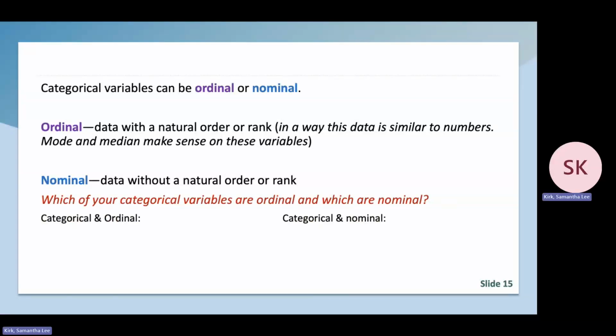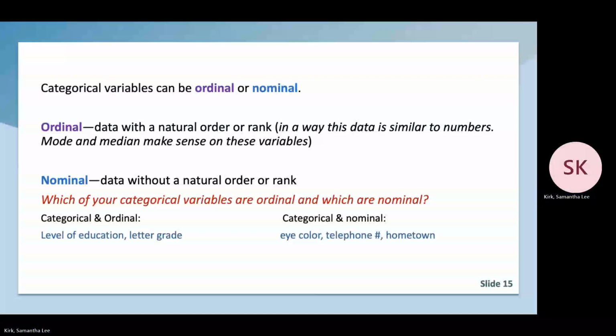Okay, so of those variables we mentioned earlier, ordinal categorical variables would be level of education and letter grade. If you think about letter grades, there's a natural order, right? A is better than B, which is better than C, which is better than D, and so on. Level of education: high school diploma comes before associate's degree, which comes before bachelor's degree. There's a natural order to that.